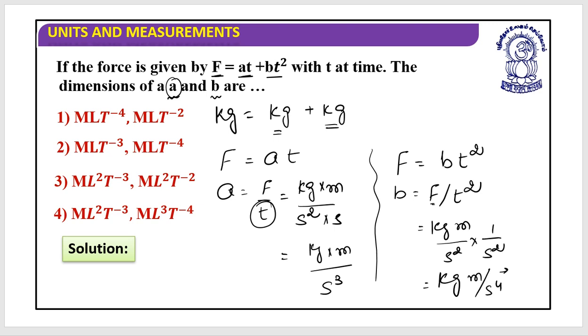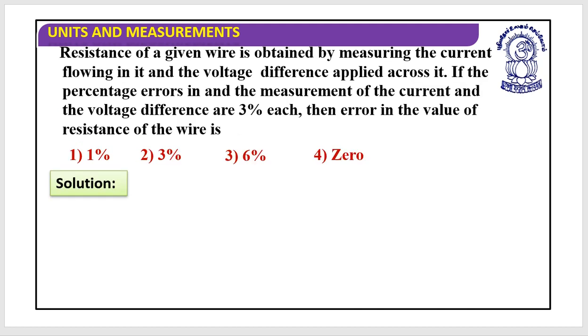So the dimensions of this are M1 L1 T minus 4, and for A it is M1 L1 T minus 3. Second option. Yes, can you do this? Which is your answer? It is the same. Very good. Let's find it out.